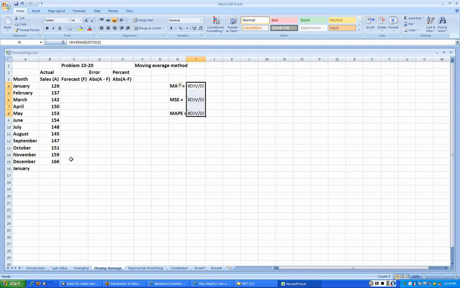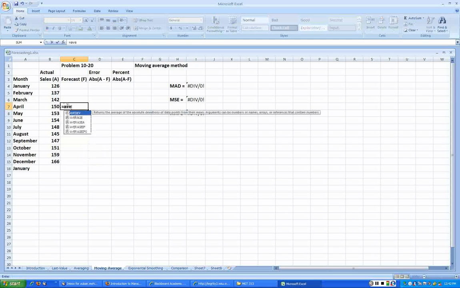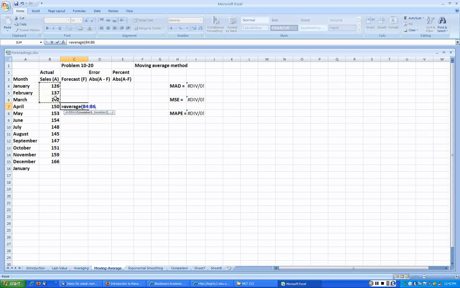Now this problem calls for a 3-period moving average, meaning that for the first month that I can make a prediction, I have to have 3 data points. That is going to be April. So moving average is the average of the last 3 actual values.